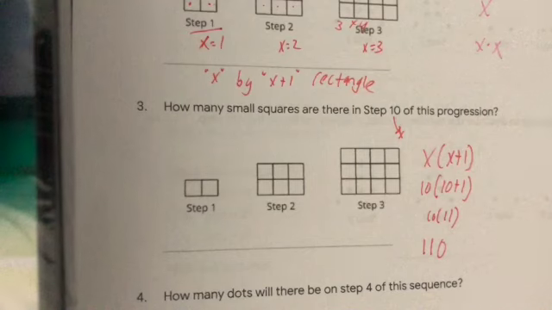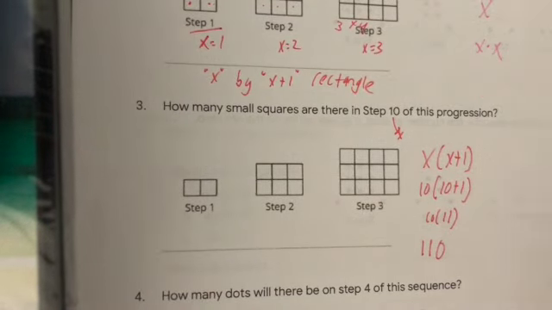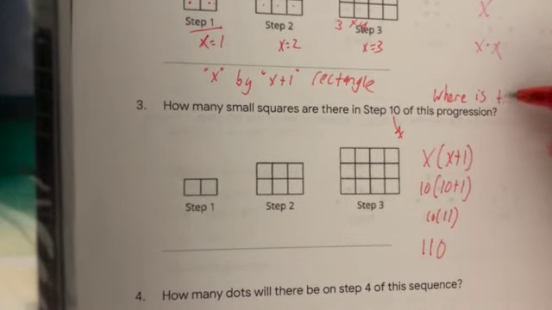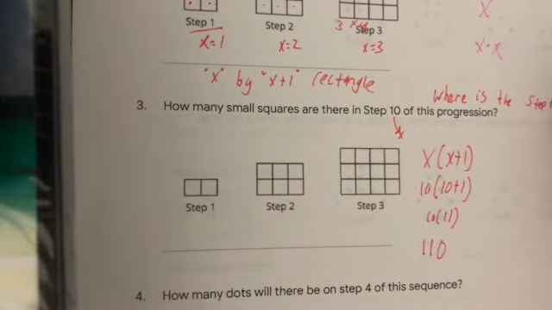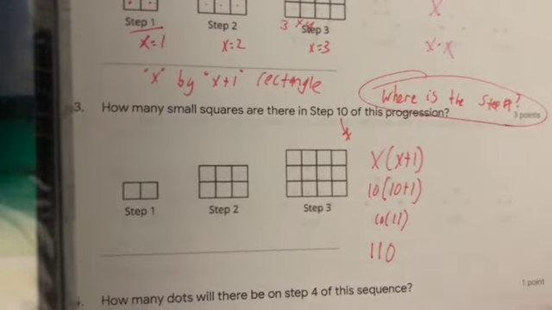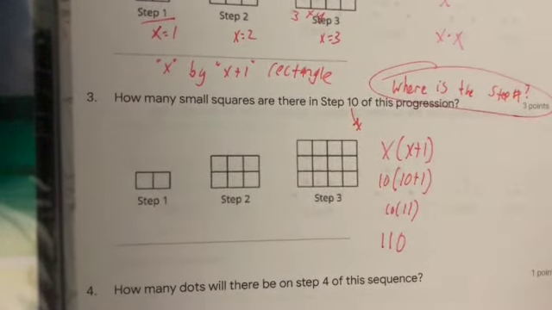All right, so I really want to start seeing all these things in terms of, where is the x? Or I'll change it to n. Where is the step number? That's our main goal. We want to find that in our drawing because that'll help us write a formula.